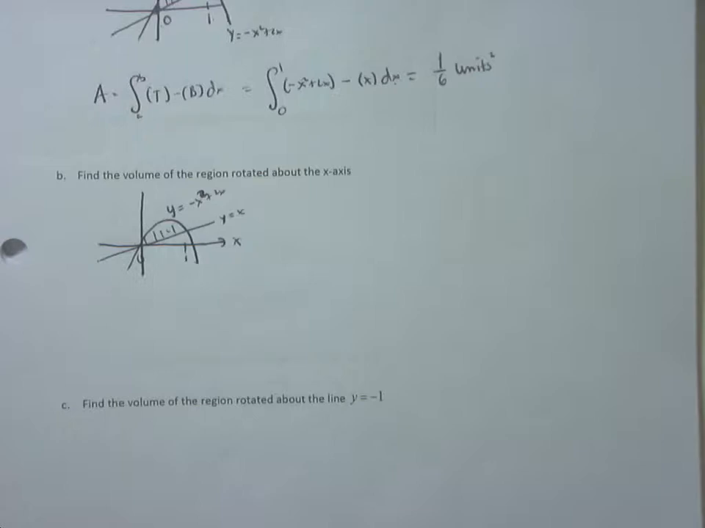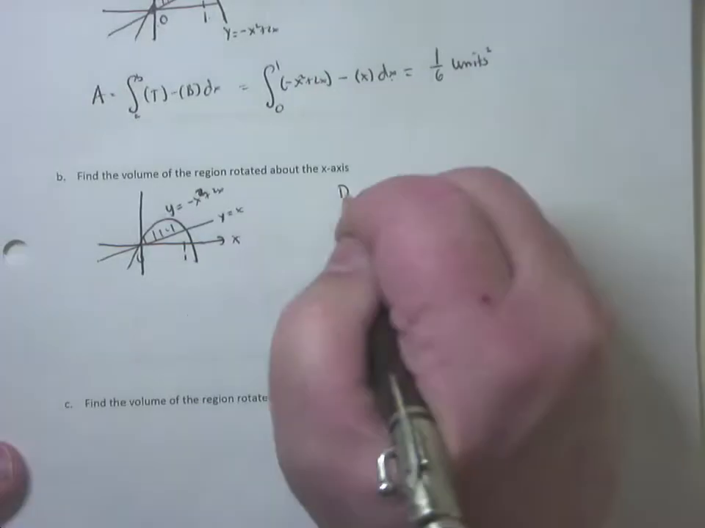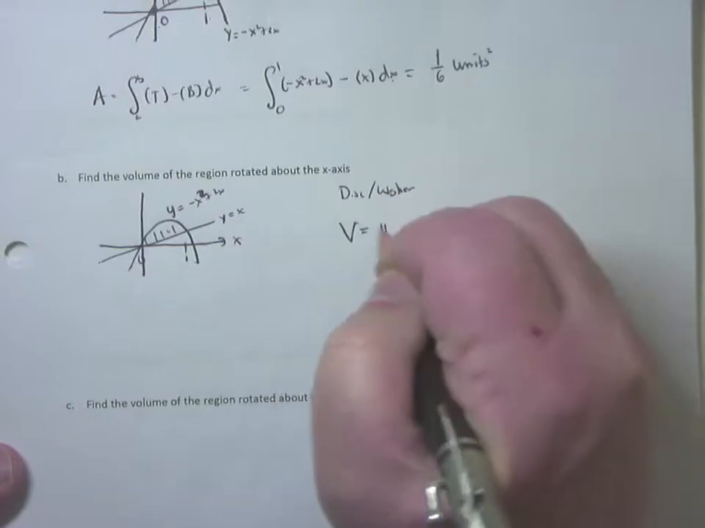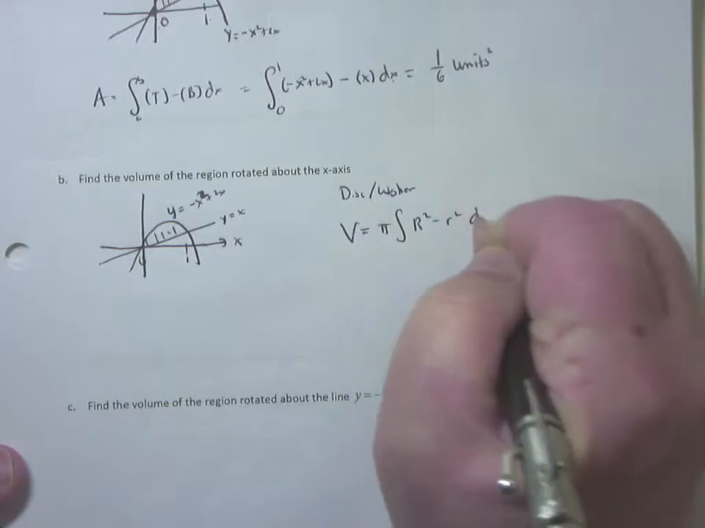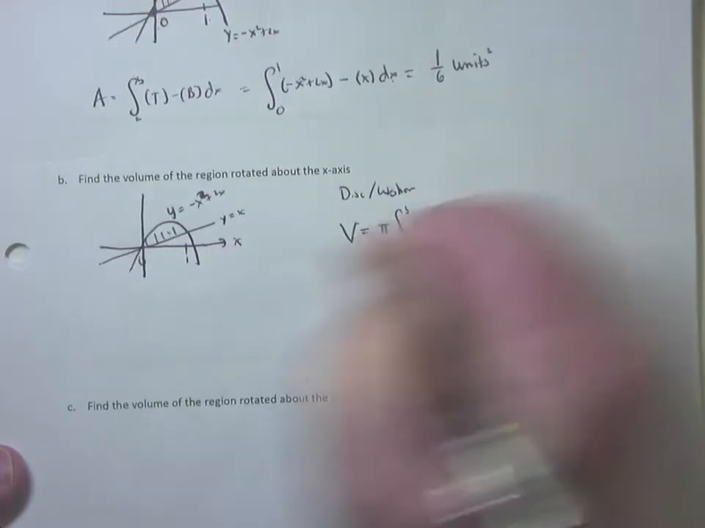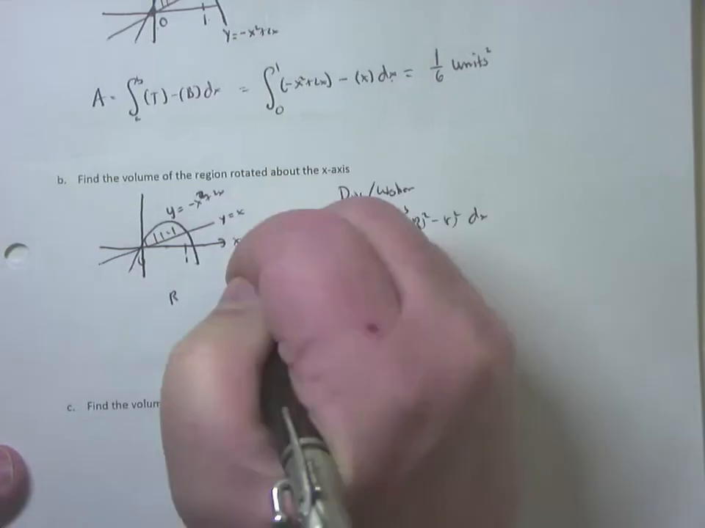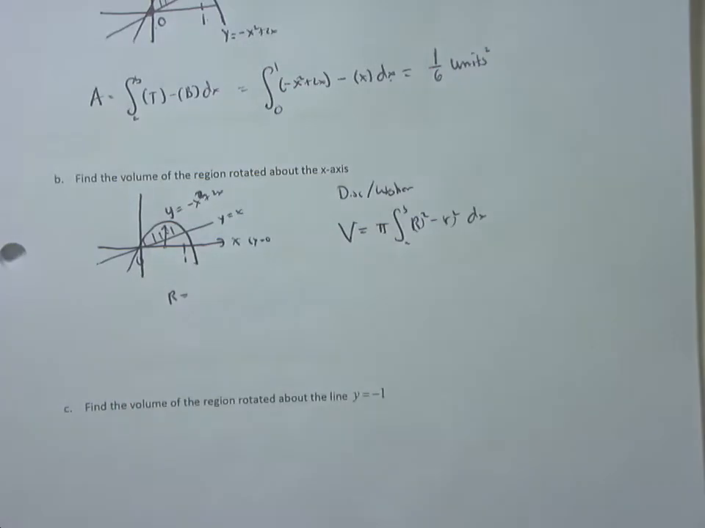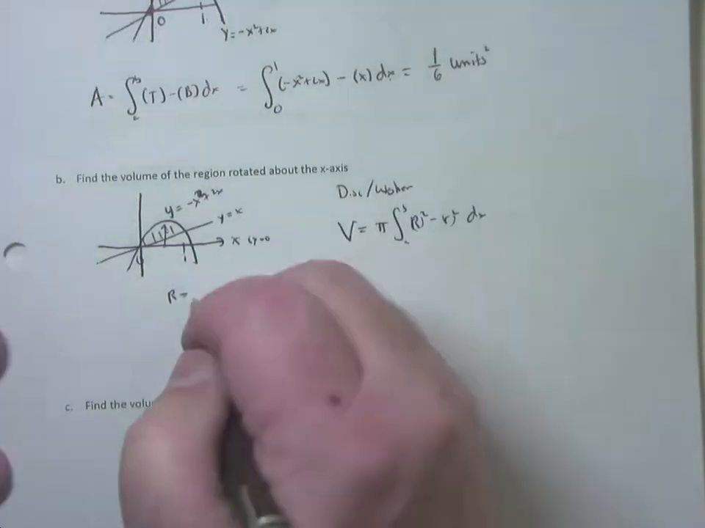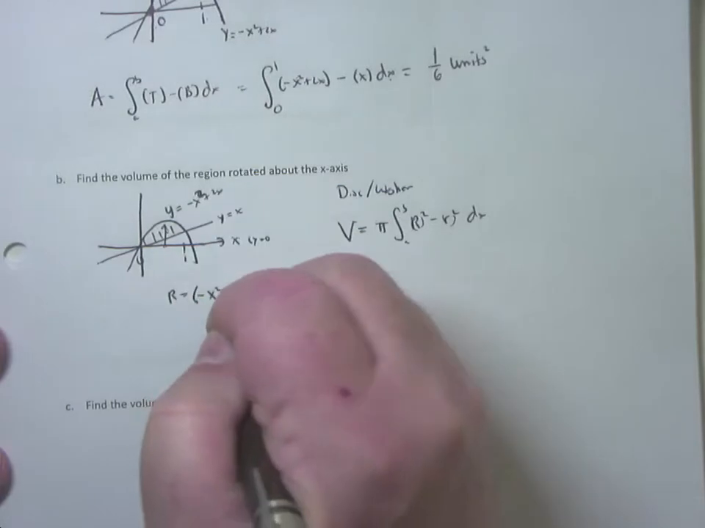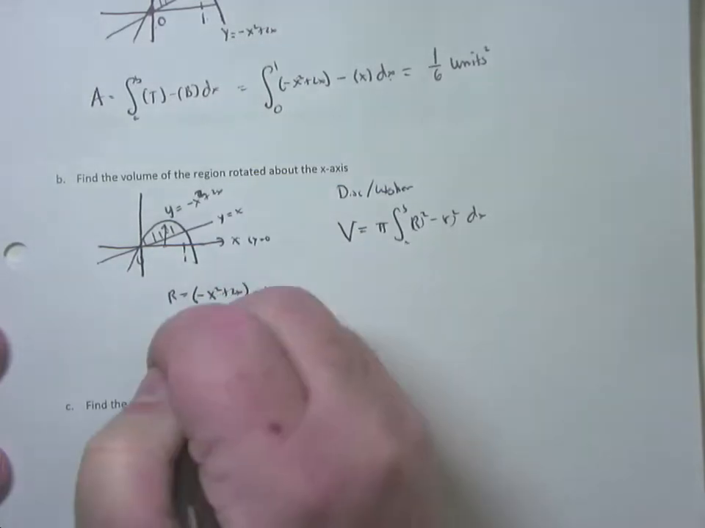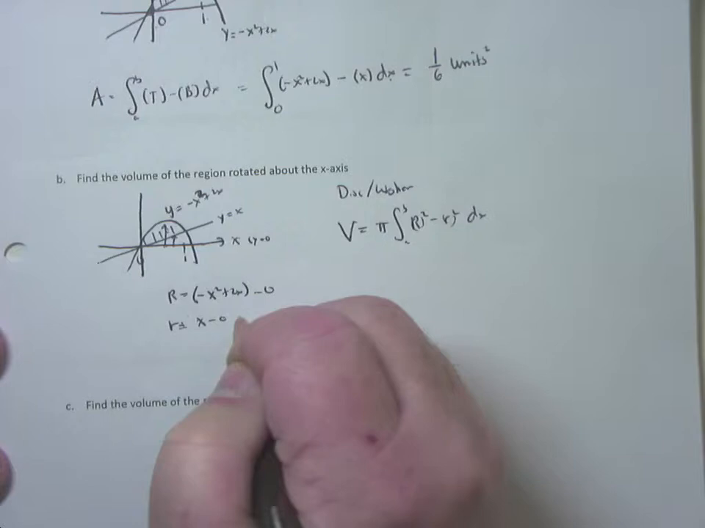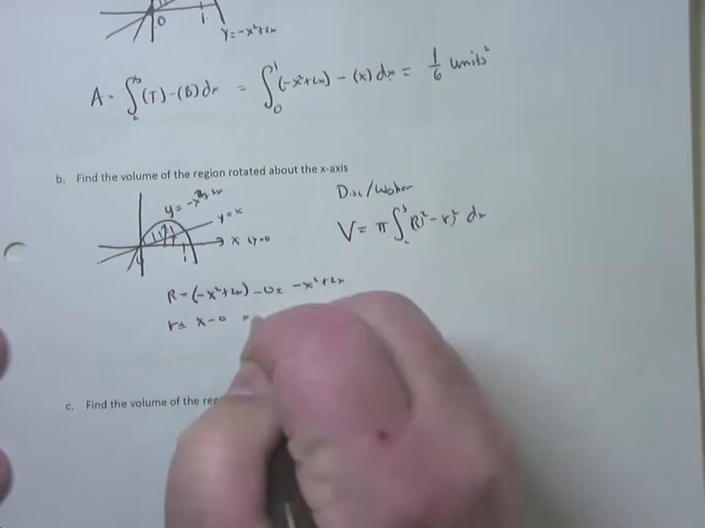What method am I going to use every time? Disk washer. The formula is volume is equal to pi times the integral of big functional radius squared minus little functional radius squared dx from A to B. My big functional radius is from the axis of rotation, which for the x-axis is y equals 0, to the outside edge. Because we're rotating around the x-axis, the big functional radius becomes the actual equation, negative x squared plus 2x, officially minus 0 if you want to do that. Your small radius is from the axis of rotation to the inside edge, x minus 0. So this gives you negative x squared plus 2x, and this just gives you x.